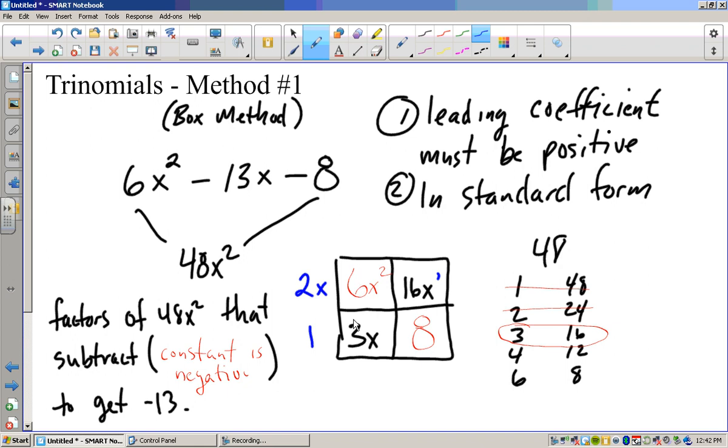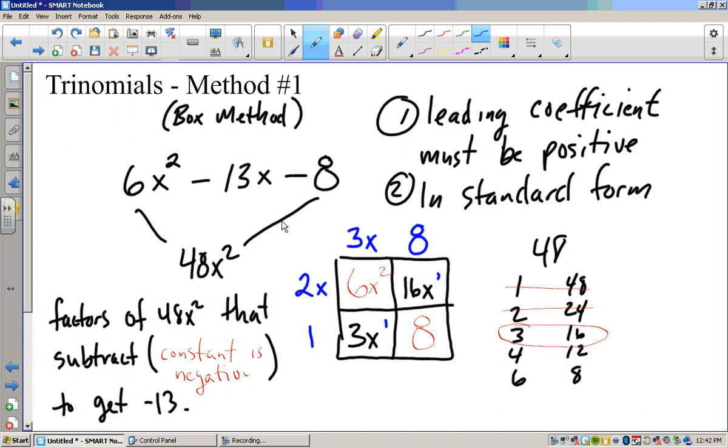So let's look at 6 and 3. Well, 6 and 3, they share 3. That's the greatest common factor. They both have an x, but this is x to the first power, so that's the smallest I can take, so it's just x. 16x and 8, they share 2, they share 4, but the greatest common factor is 8. And we always want the greatest common factor.